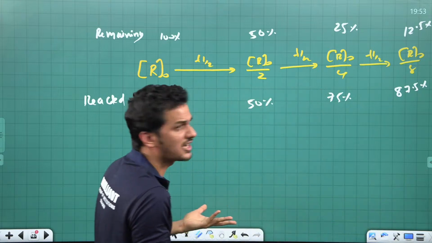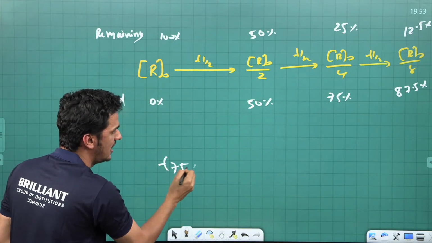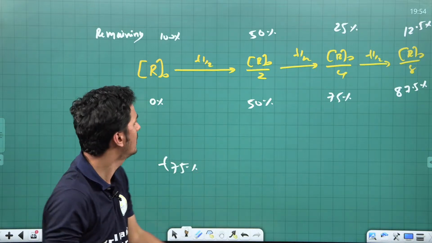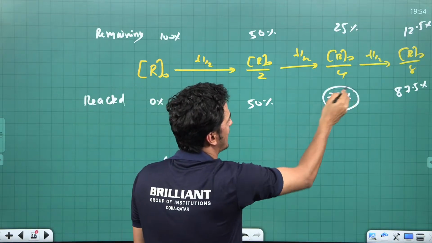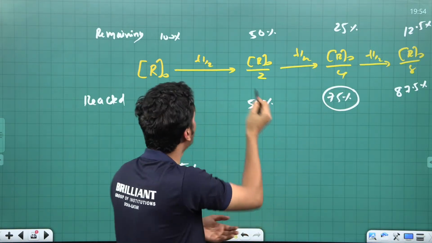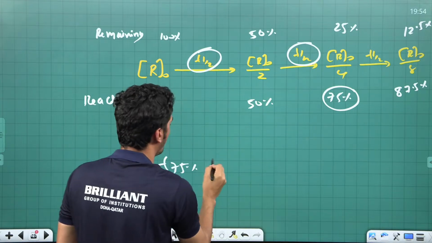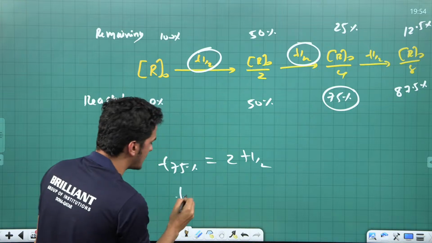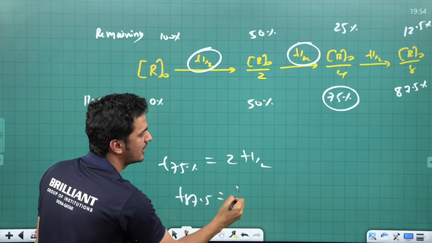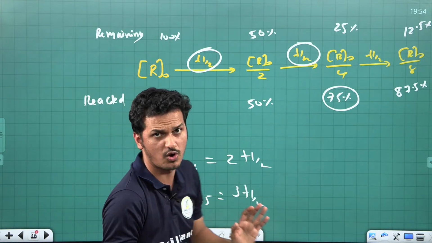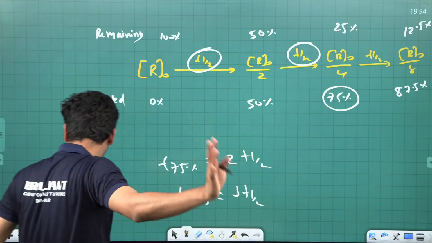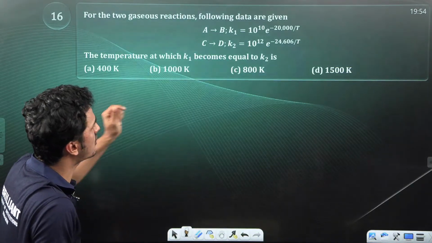Now from here itself you can say what T75% means. T75% means 75% of the reactant has reacted. For that, how many half-lives? 1, 2. So 2 half-lives. And similarly T87.5%, how can I write it? 3 half-lives. This is the idea, guys. I hope you got it. From that only I wrote the answer. Ready, set? Then we can move to the next question.